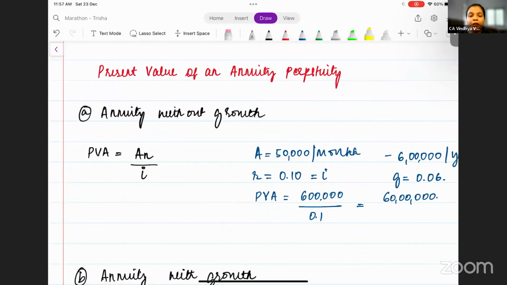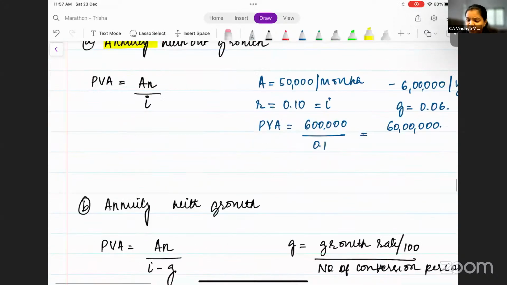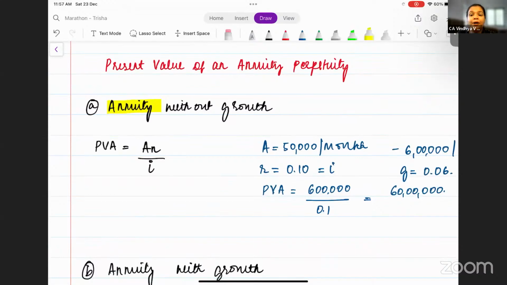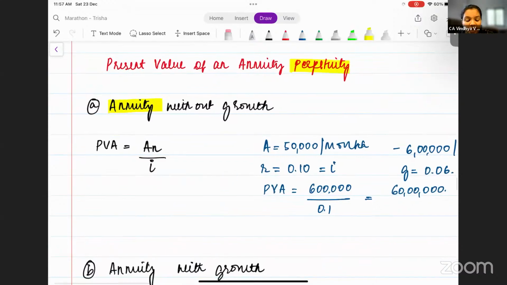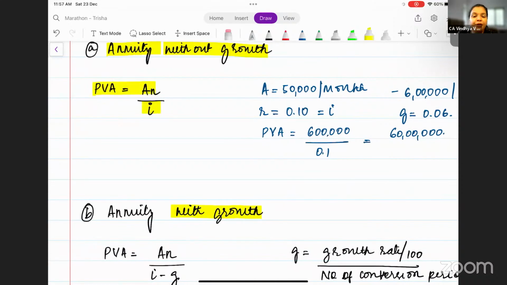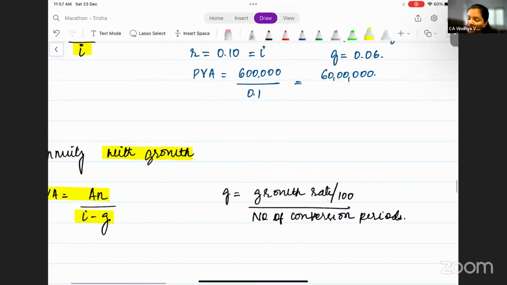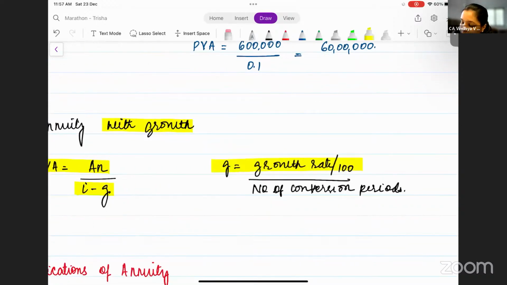Now, what is this perpetuity? Perpetuity is when you want the annuity forever, perpetual, forever. Now here we have two formulas: one without growth, and the other with growth. When it is without growth, it is annuity divided by i. And when it is with growth, it is annuity divided by i minus g. What is this g? The growth rate.